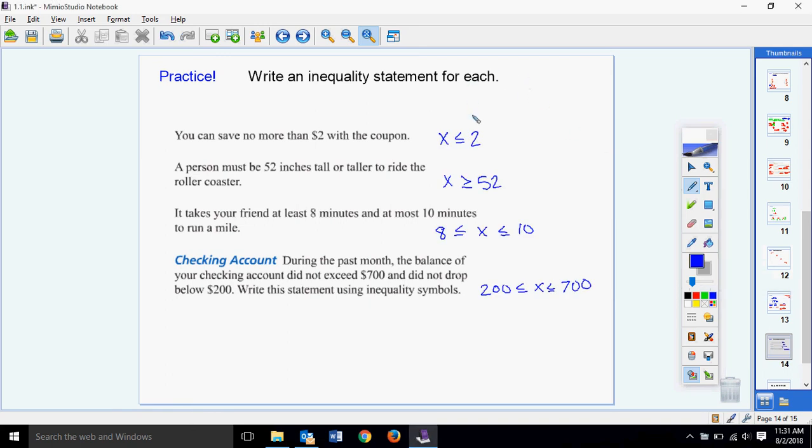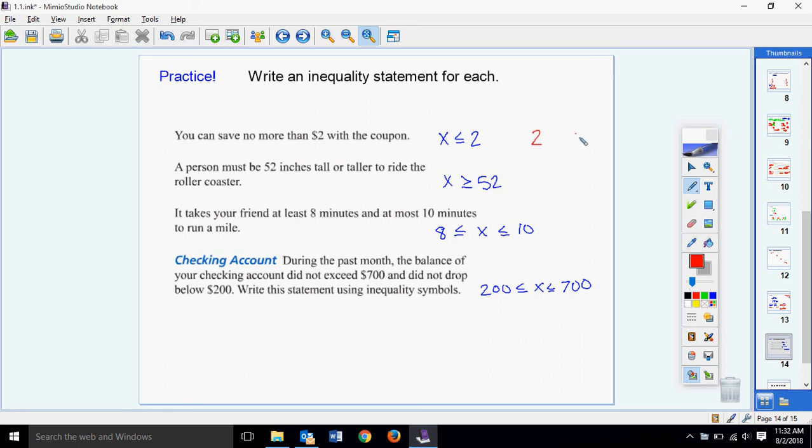All right, check your answers with mine, and just to be clear that all of these were or equal to, they all have a line under them. Okay, so on the roller coaster one, you can still be 52 and get on the ride, so that's why it's X, the height, can be equal to 52. It can also be greater than. Okay, so when it doesn't give you a variable, you get to pick your variable. I used X. You could have used C for a coupon, or H for height, or M for minutes, whatever you wanted to use. The variable doesn't matter, but your symbols do.